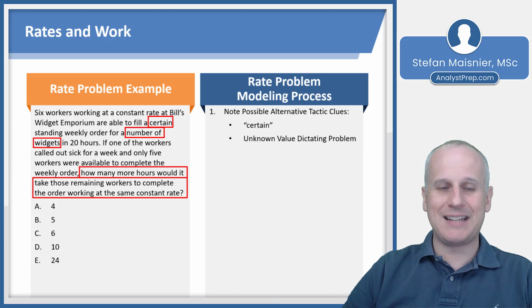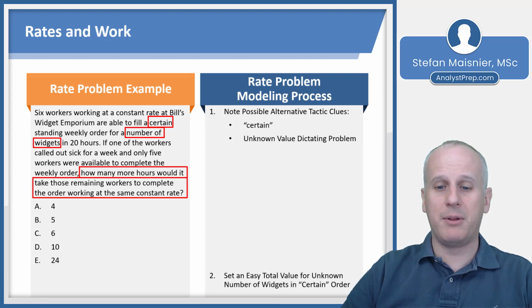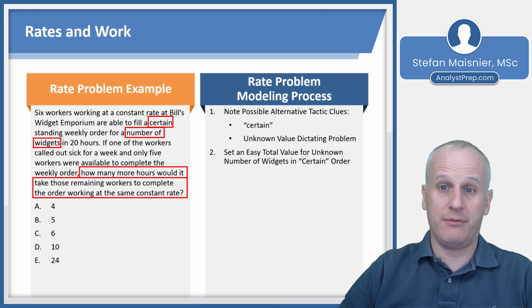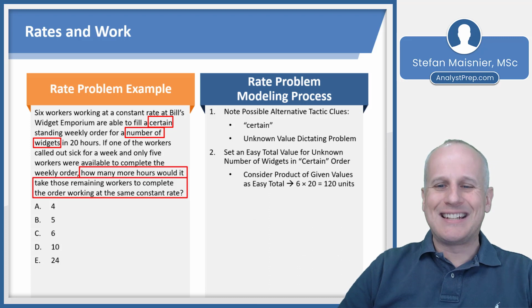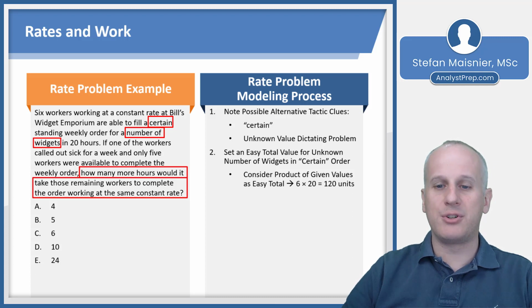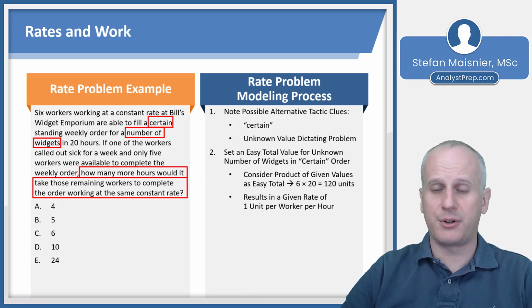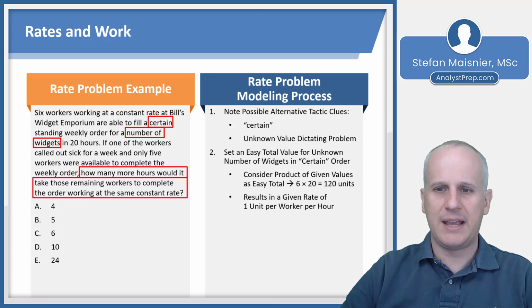So once we've identified that there's a modeling opportunity with a rate problem, that basically means we're going to set up a rate circle using an easy total value for the unknown number of the widgets in a certain order of weekly widgets. So you can consider the product of the given values as an easy total. So we know that we've got 6 workers, we've got 20 hours. So we can just say there's 120 units, the product of 6 and 20 as our total work to complete. And this results in a given rate of 1 unit per worker per hour. Because if you've got 6 workers doing 20 hours worth of work, you get 120 units. That means that they each did 1 per hour with the 6 workers and 20 hours.